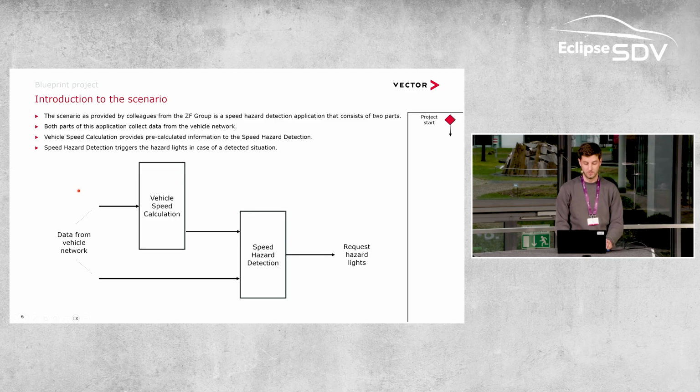It's really simple. So we have two parts. We have a vehicle speed calculation, which consumes inputs from the vehicle side. Mainly it's the pre-computed speed from the different wheels. Then we have some pre-computed information that is forwarded alongside with more data from the vehicle network side to the speed hazard detection part. And here we have a simple computation logic that signals the hazard lights in case some limit was detected. So that's it.